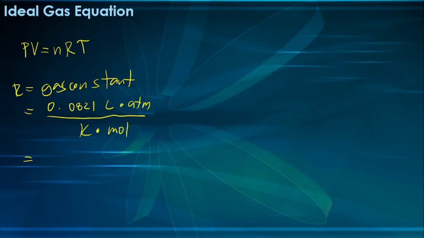However, if the unit of our problem is torr, the value of R is 62.3637 liters times torr over Kelvin times mole. So that's the value of R. Again, if the unit of the pressure in our problem is ATM, we will use the first one, 0.0821. However, if the pressure is in torr, we will use this one with torr, so that we can cancel it.